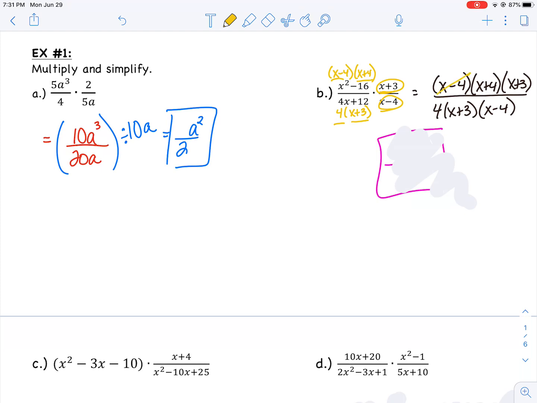Well, it looks like there's an x minus 4 on my numerator and denominator. It looks like I can divide by an x plus 3 on the numerator and denominator. And then look what's left. I have an x plus 4 on my top and a 4 on the bottom. Now be careful, don't reduce off those 4s because you can't reduce a 4 from everybody. So it looks like that would be my final reduced answer. So maybe try factoring first if that helps.